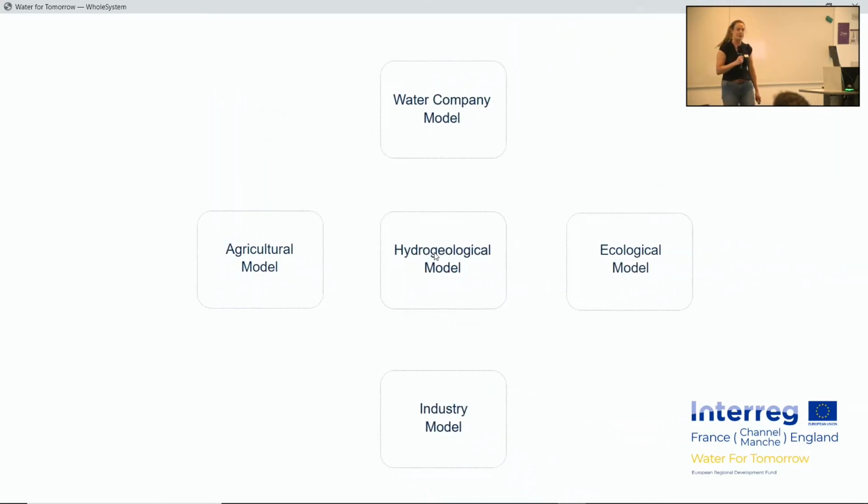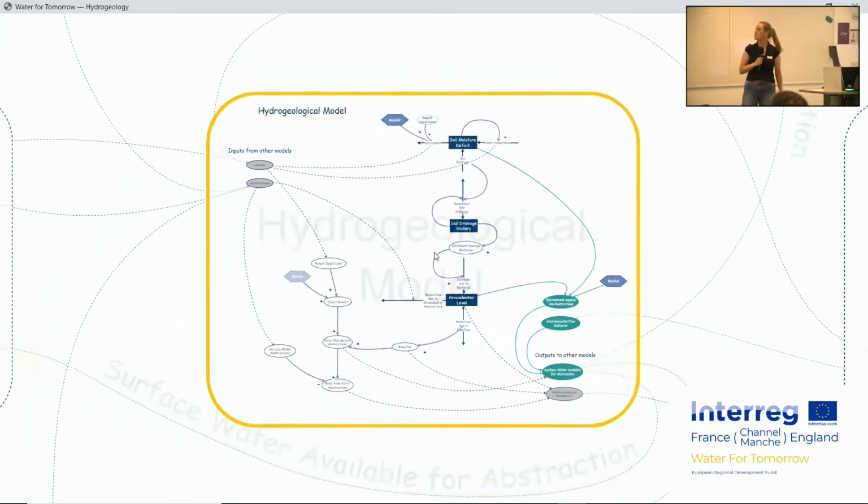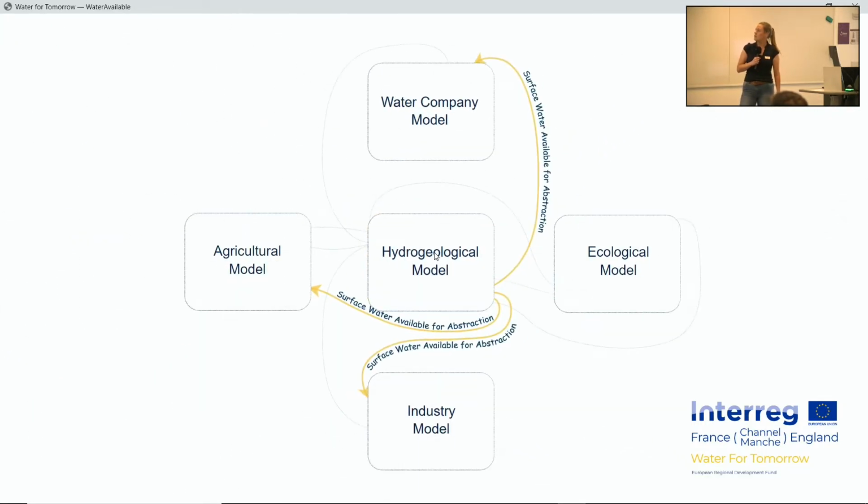So once we'd worked with each sector to put together their model, we put that into a single whole system visualization. So here you can see the 5 sectors that we've currently got incorporated. So at the heart is the hydrogeological model. It's really the nerve centre of the whole system. The hydrogeological model passes information about the surface water available to abstraction to the water, agricultural and industry models.